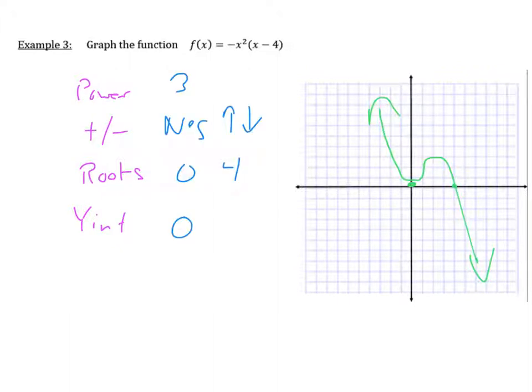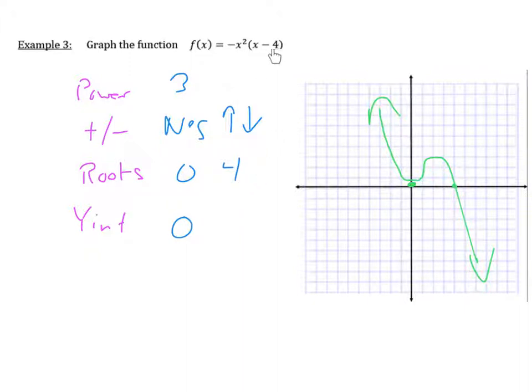Okay, you should have found that the power was 3 because I have an x squared times an x. In this case, now my leading coefficient is negative. So it's negative, which means my end behaviors are up on the left and down on the right. I have a root of 0, and in fact this is a double root because it's x squared. I also have a root of 4.